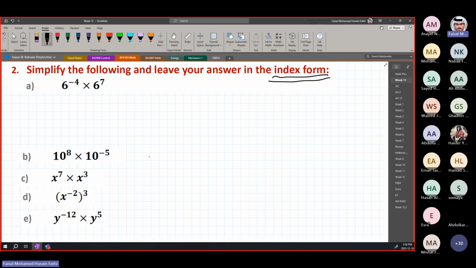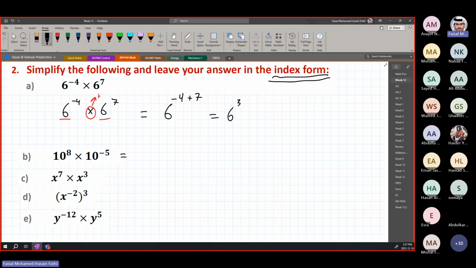So 6 to the power of minus 4 times 6 to the power of 7. Again, same exact concept, same base. We have a multiplication. This will turn into addition. This is equal to 6 to the power of minus 4, don't forget your signs, plus 7. Minus 4 plus 7 is simply 7 minus 4. So it's 6 to the power of 3. Okay? Very straightforward. Don't let the minus confuse you.